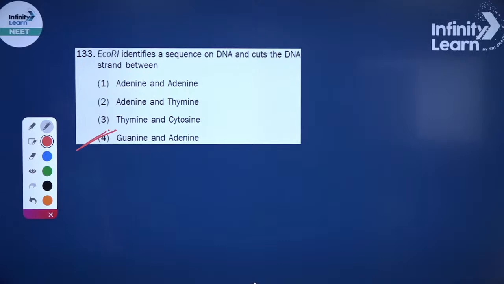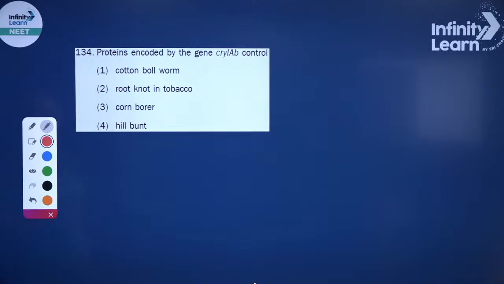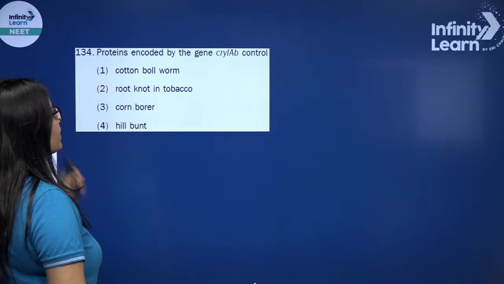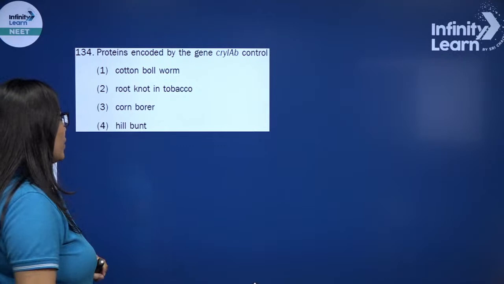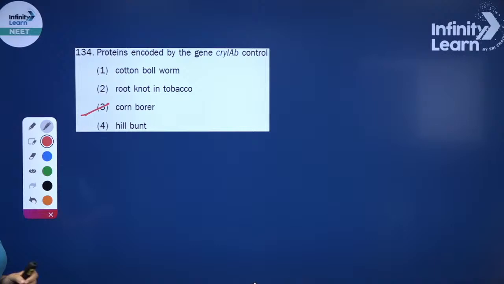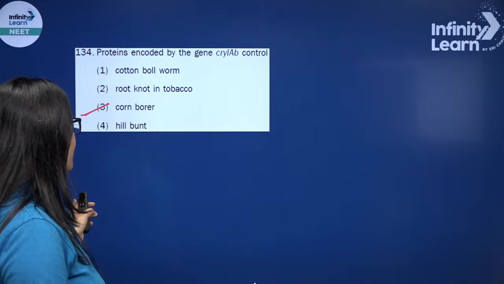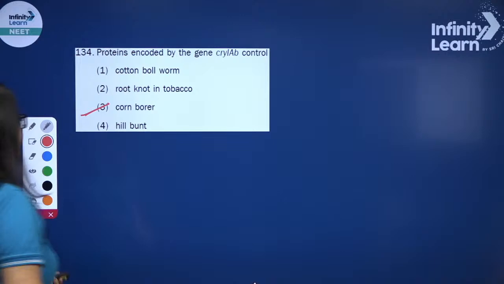Question 134. Proteins encoded by the gene CRY1AB control the corn borers. It's from your biotechnology principles and application. So remember, CRY1AB for corn borer, and CRY2AB and CRY1AC for cotton bollworm. Please do not get confused. Next.